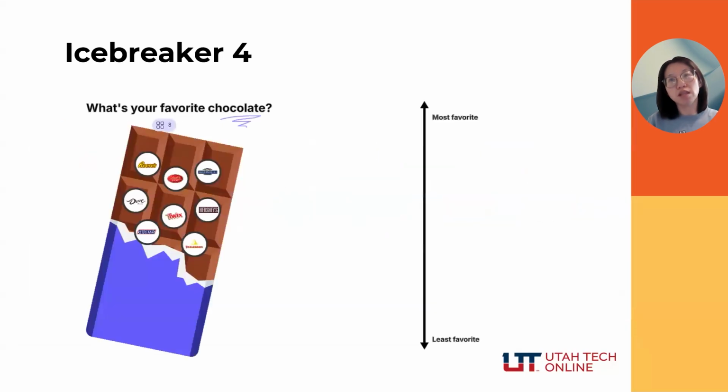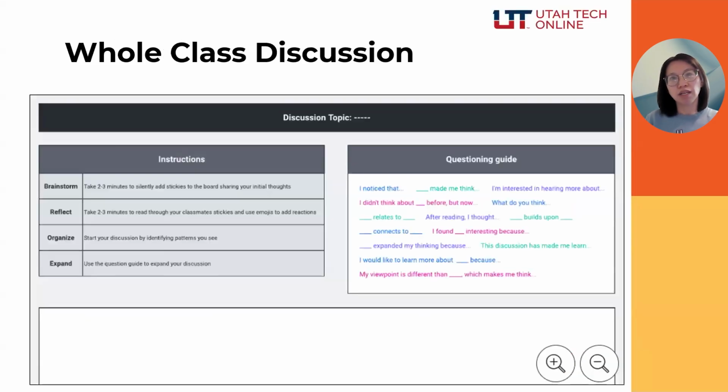Or you can add some sweetness to your discussion by asking them which brand of chocolate is their favorite. Students can drag the logos of the chocolate onto this vertical line, ranking them from most favorite to least favorite. It's a great way to visually respond to the discussion prompt.